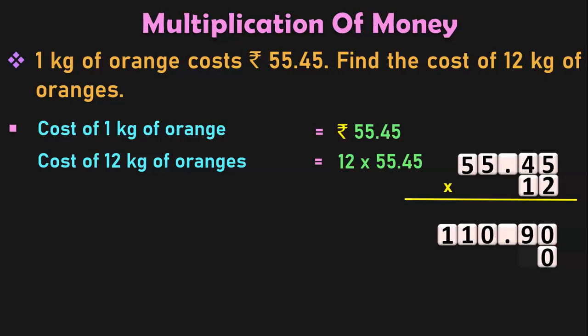The next step, you are going to multiply 1 into 5. Before that, you'll have to add a 0 in the ones place. So next, 1 into 5 is 5. Place the decimal point. 1 into 4 is 4. 1 into 5 is 5. And again, 1 into 5 is 5.